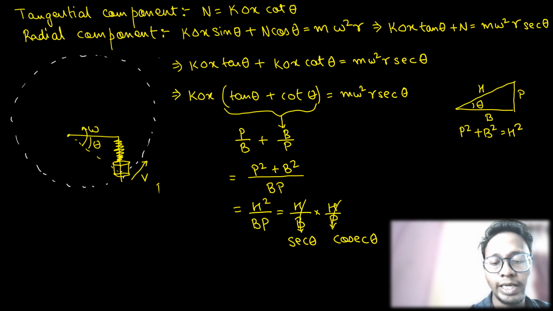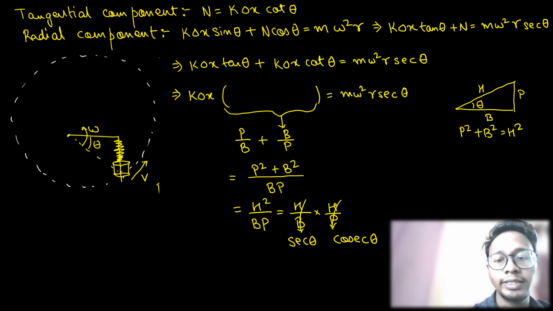Cosec theta, or hypotenuse by perpendicular is cosec theta, because perpendicular by hypotenuse is sin theta. So out here tan theta plus cot theta would become sec theta into cosec theta. So out here sec theta into cosec theta. Now this sec theta and sec theta would get cancelled. Okay, sec theta and sec theta is getting cancelled.